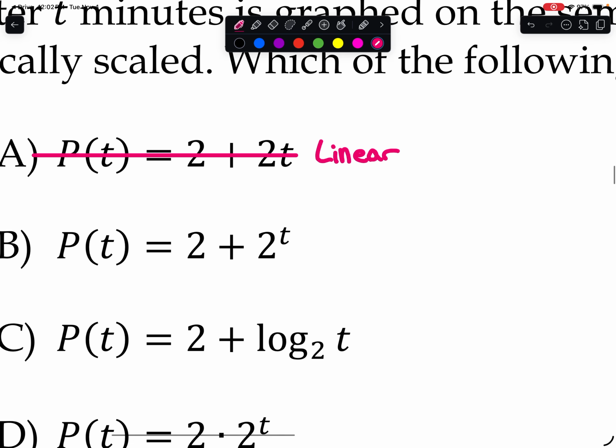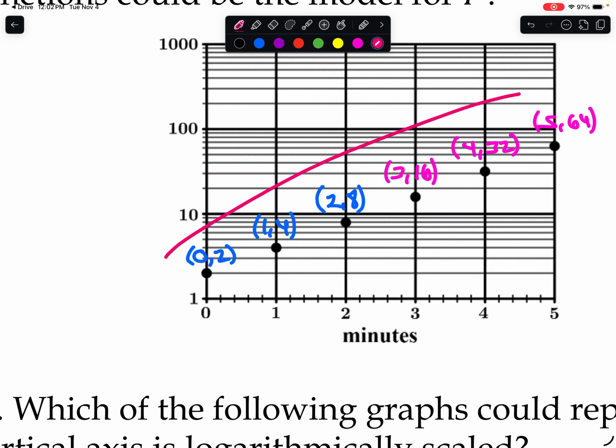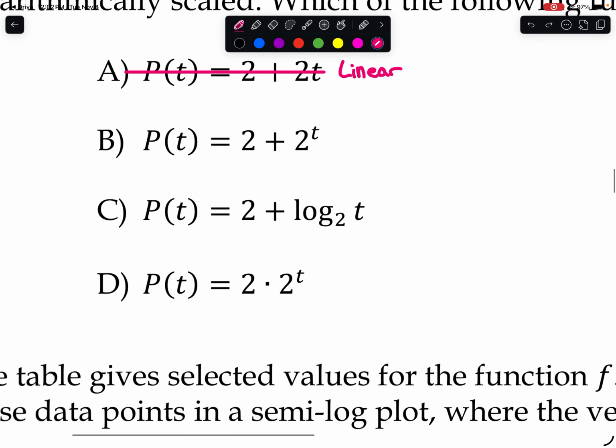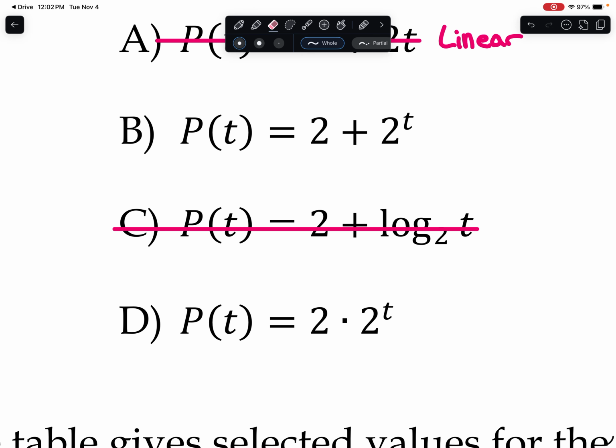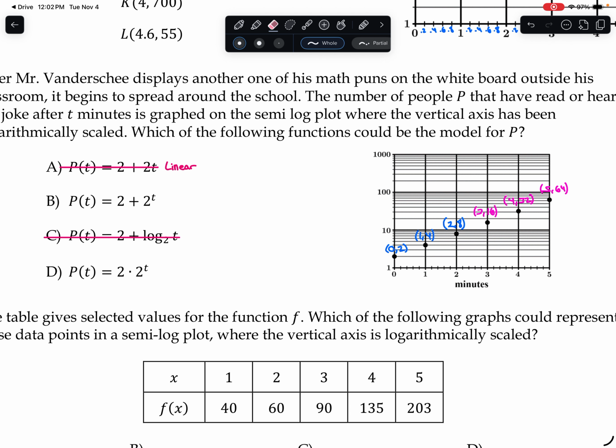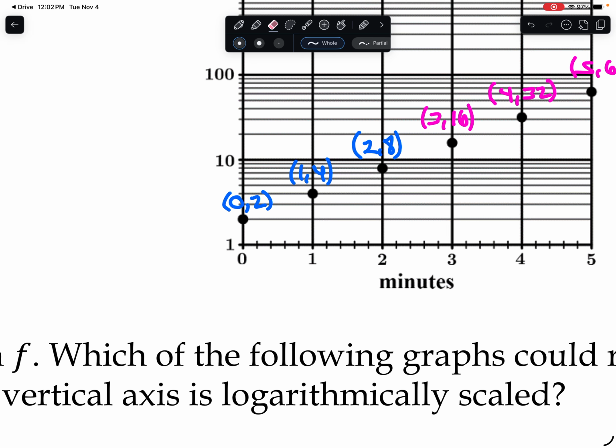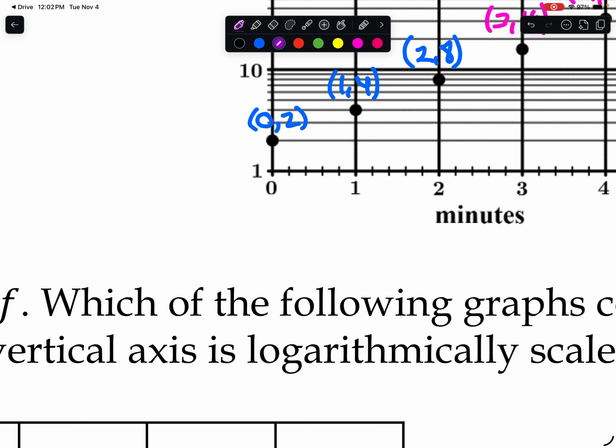So really what we're looking for is an exponential function that's going to follow this type of pattern. With that in mind, I know it can't be C either. We're not looking at a logarithmic equation. A semi-log plot is vertically scaling an exponential equation. So I'm looking at either B or D. To figure out which one, I could plug in the points and see which one works. But another idea is to look at my y-intercept, which in this case is 2.